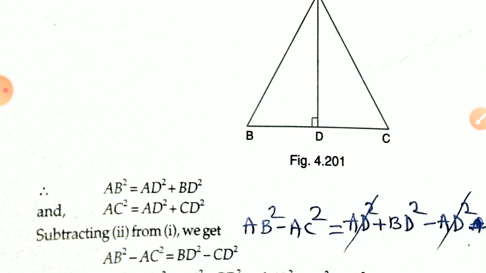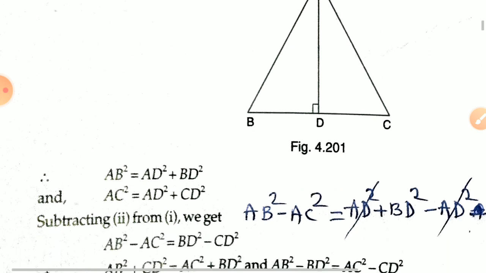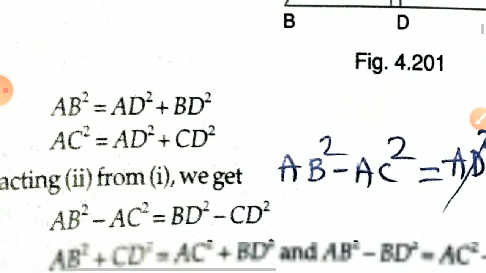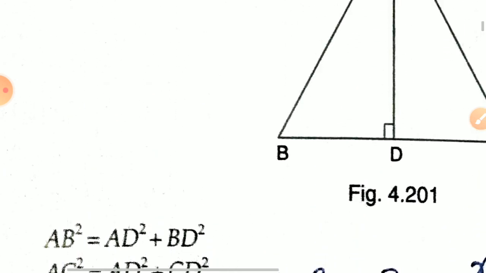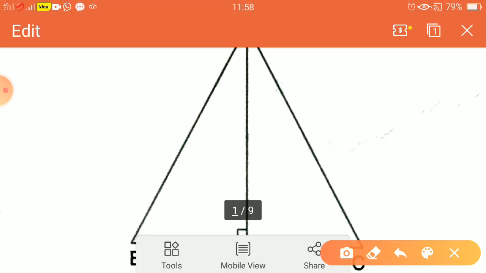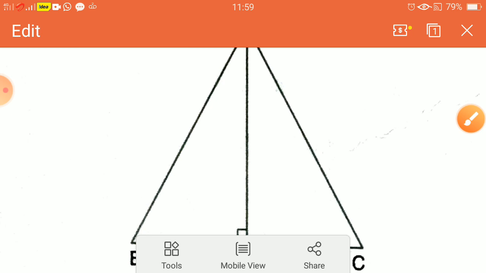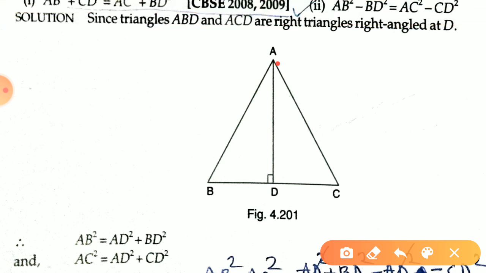Pythagoras theorem in each triangle, then we get AB square is equal to AD square plus BD square. AB square is equal to AD square plus BD square. Similarly, we can write here AC square is equal to AD square plus CD square.